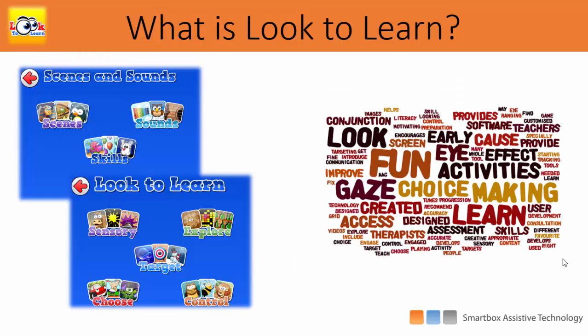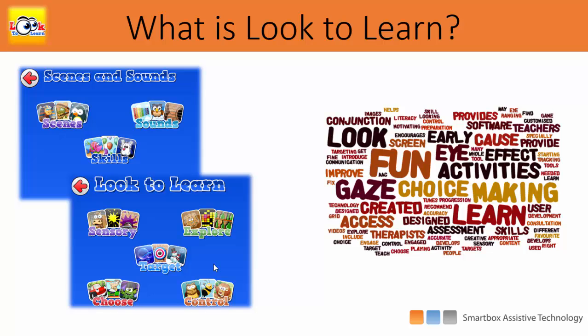Now, for those of you who don't know what Look to Learn is, I thought I'd start with a very brief overview. Look to Learn is a collection of eye gaze games. There's 48 eye gaze games divided over 5 different categories. The categories range from the sensory level, which is looking at cause and effect, right through to control, which is specific targeting of different items on the screen. Scenes and Sounds, which was released in the summer, is basically an expansion pack for this. It has an additional 26 activities and looks at further skill development with early eye gaze.